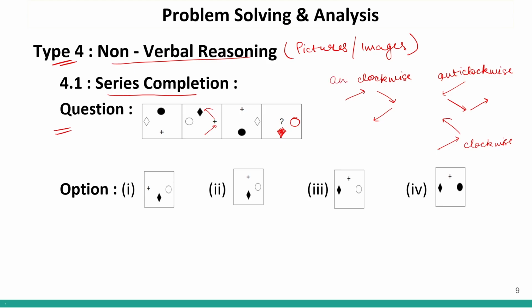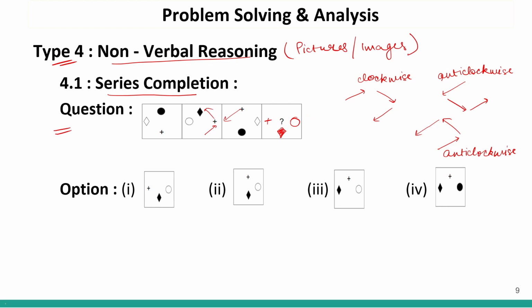This was anti-clockwise. The diamond was moving in a clockwise direction. Correct? This was moving in an anti-clockwise direction, and this is also moving in an anti-clockwise direction. The plus is moving in an anti-clockwise direction. So plus from here to here, then eventually it will come here. So if it comes here, plus will come over here. Okay, so 3 elements, 3 different positions.